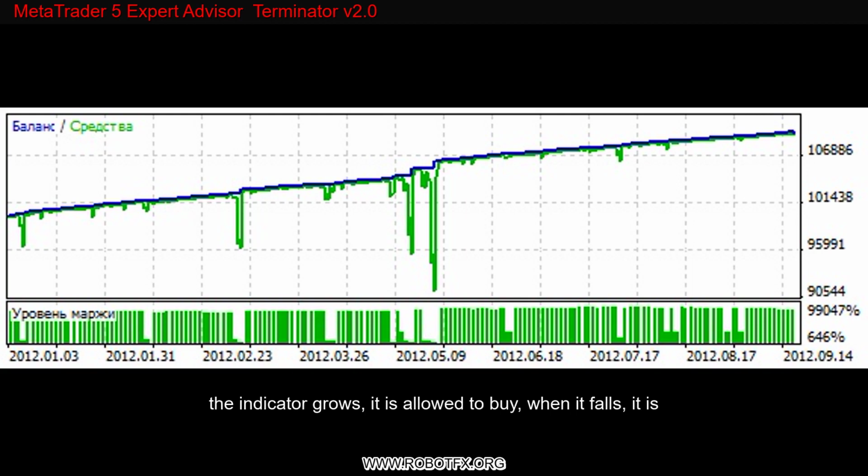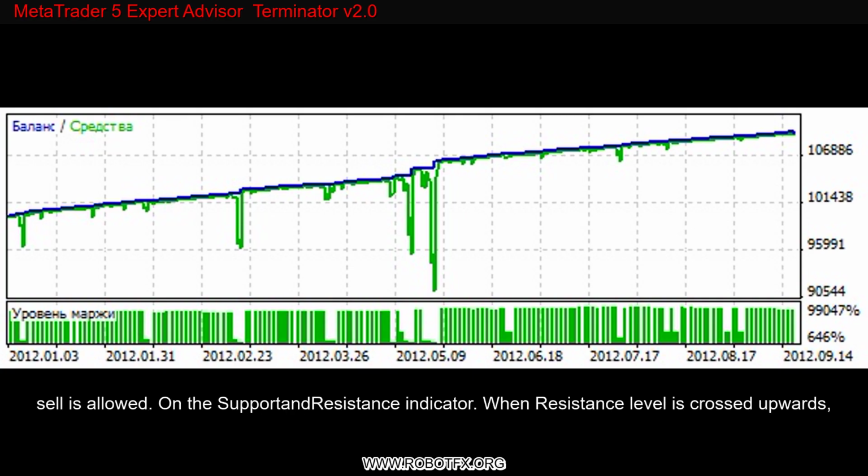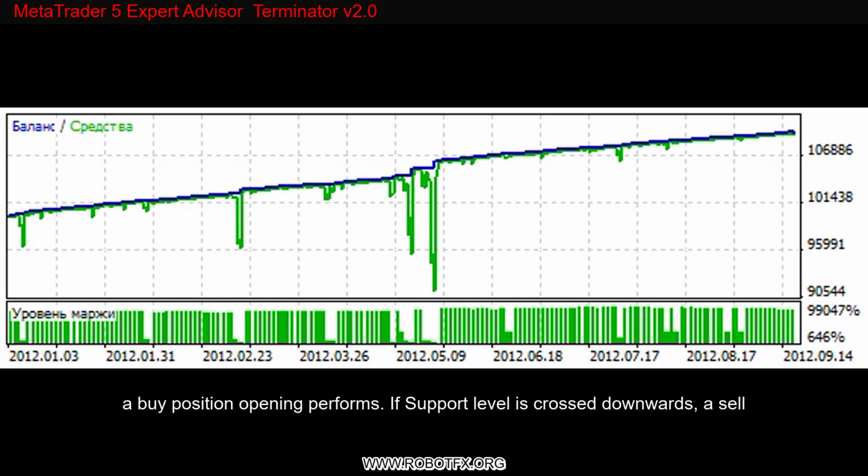When it falls, it is allowed to sell. On the Pivot Line's time zone indicator, if price is higher than the pivot level, a buy is allowed. If it is lower, a sell is allowed. On the support and resistance indicator, when the resistance level is crossed upwards, a buy position opens.